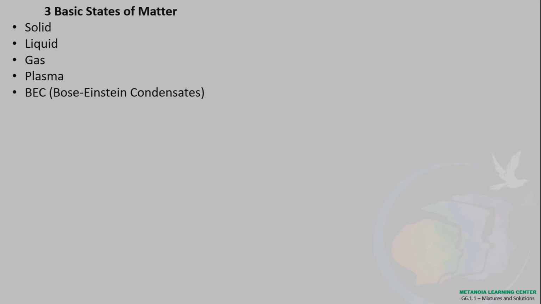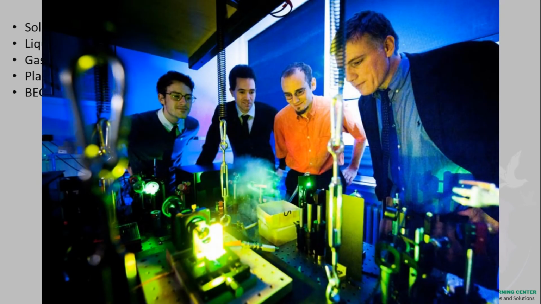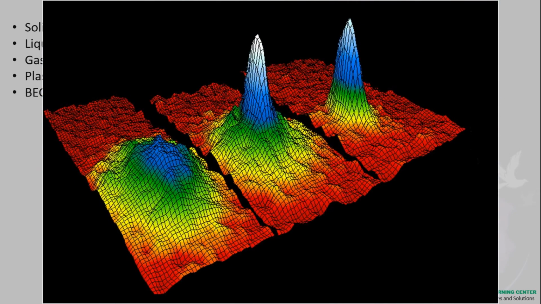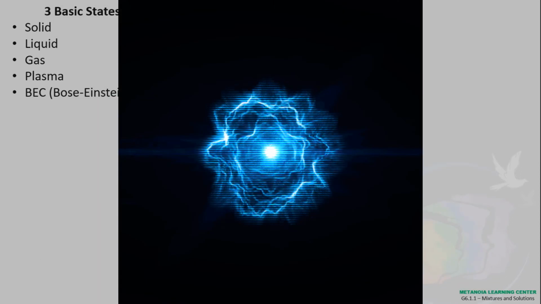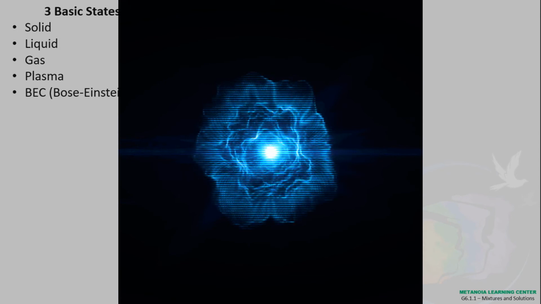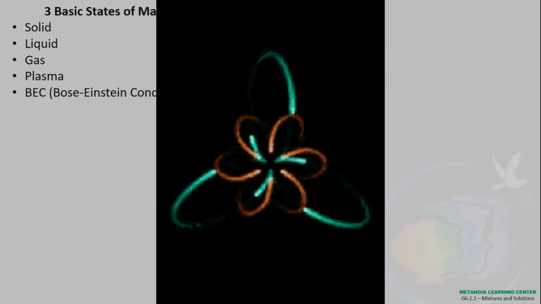BEC, Bose-Einstein condensates. BEC is a man-made state of matter. Lasers and magnets are used to cool a specific element to a point where the molecular motion almost comes to a stop, almost to a point of absolute zero. At this point, atoms begin to clump together, forming one superatom.